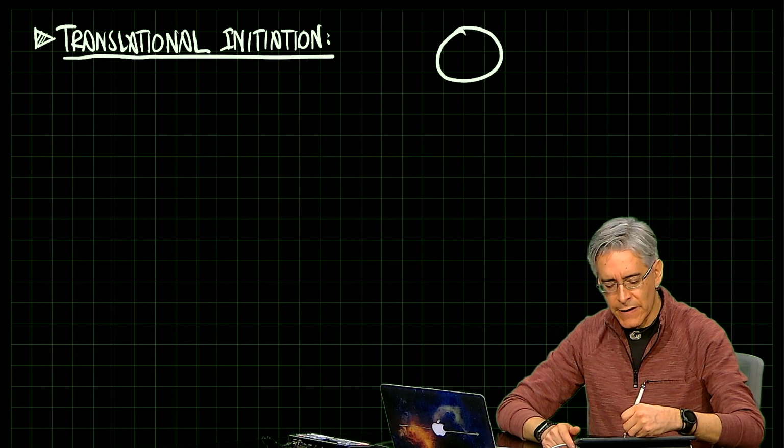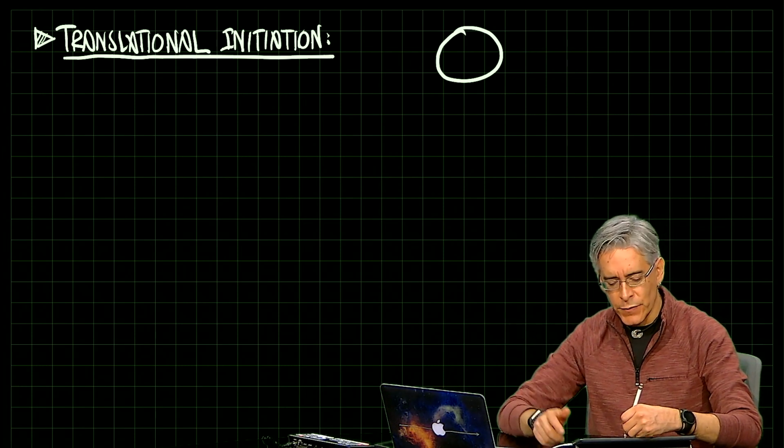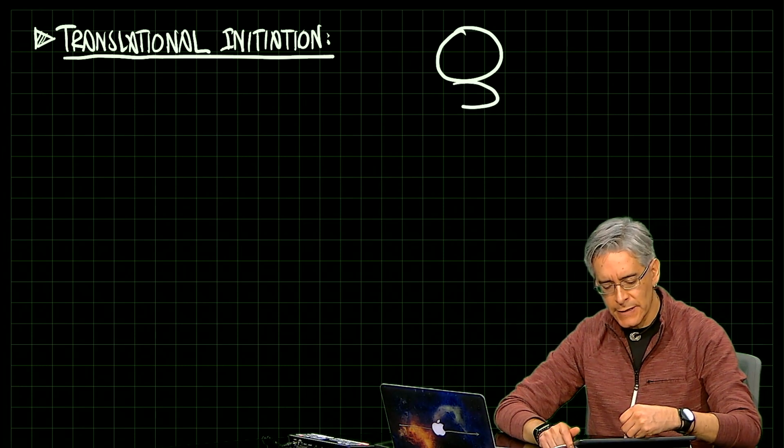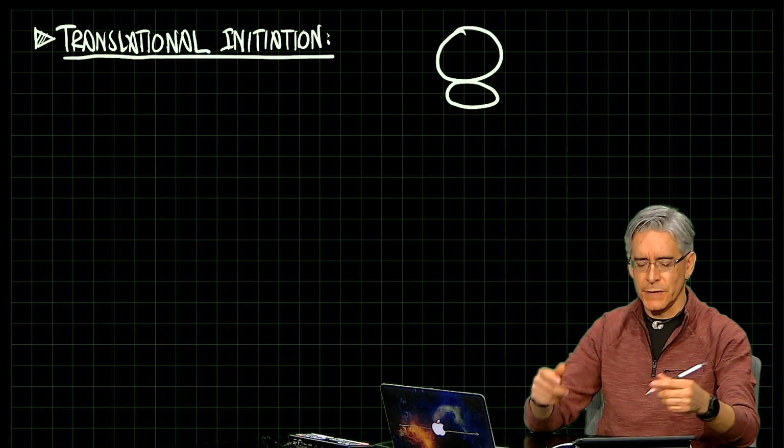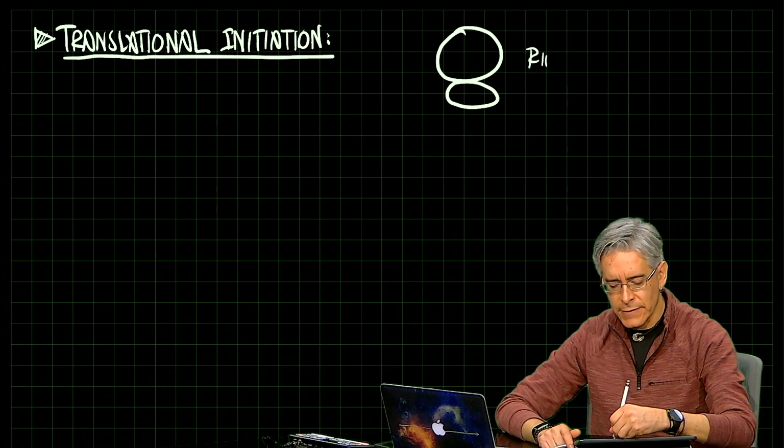So ribosomes are composed of two different subunits. You have the large ribosome subunit and the small ribosome subunit. So that's going to be a critical component in the process, ribosomes.